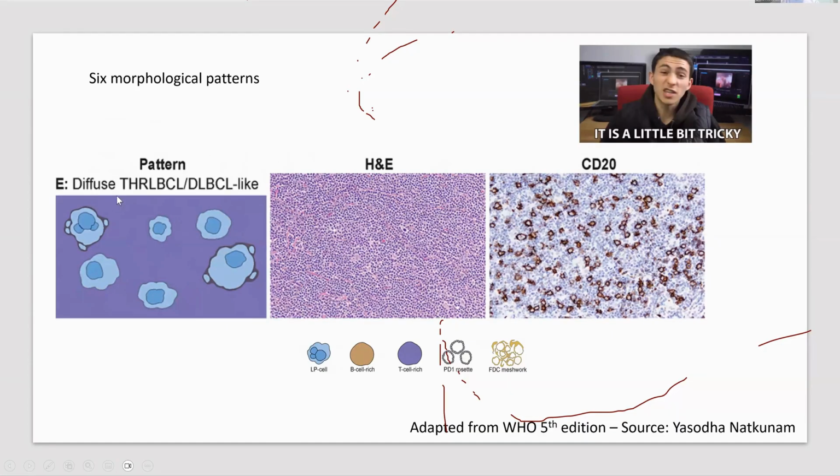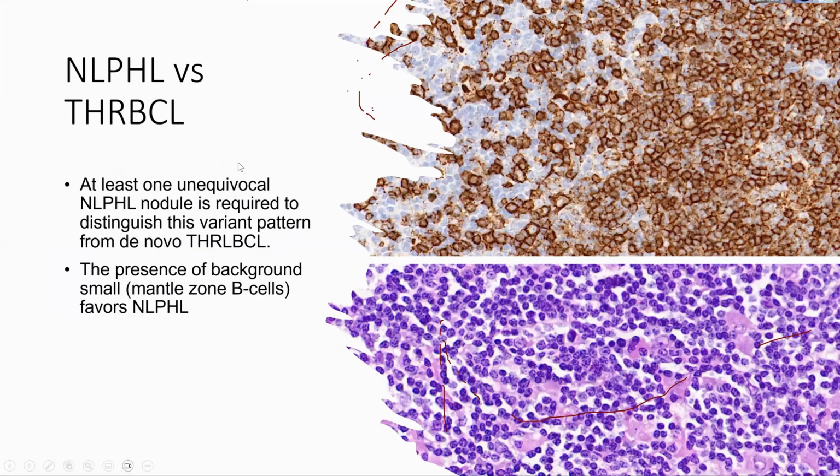Pattern E is the problematic one. It's diffuse, T histiocytic rich large B cell lymphoma-like, or the diffuse large B cell lymphoma-like picture, which is the one that you need to know about the most.